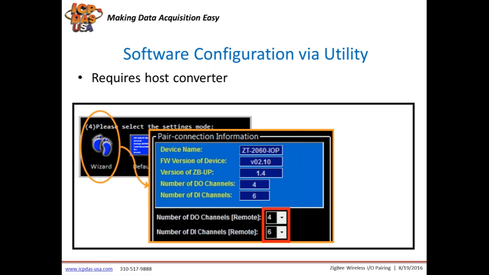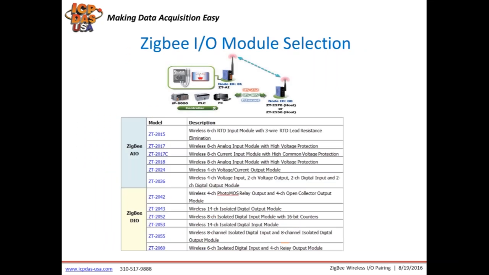Zigbee I/O modules can be configured via the dip switch settings on the module itself or via free utility. The utility does require a host coordinator to configure. Our free ZT configuration software utility, which again requires a host converter, can be used to configure the wireless I/O modules, safe values, digital inputs, digital outputs, analog inputs, and analog output pair configurations as well.